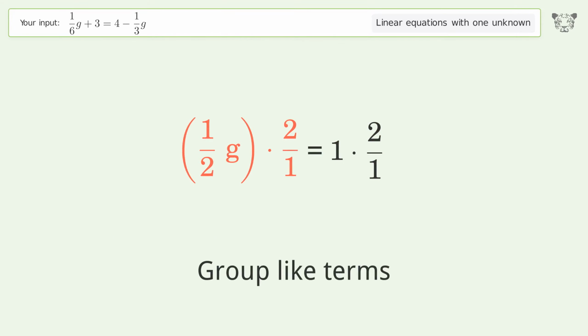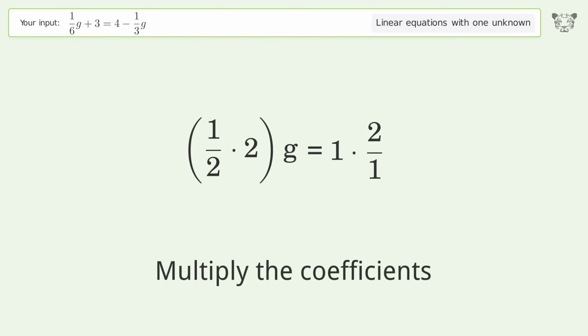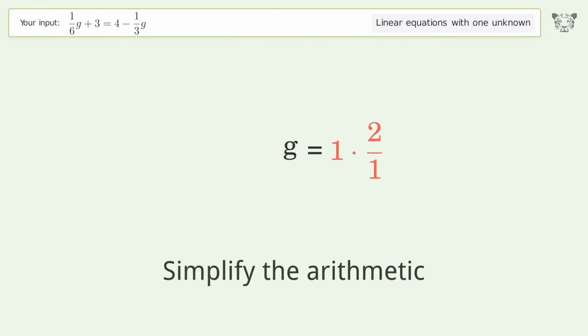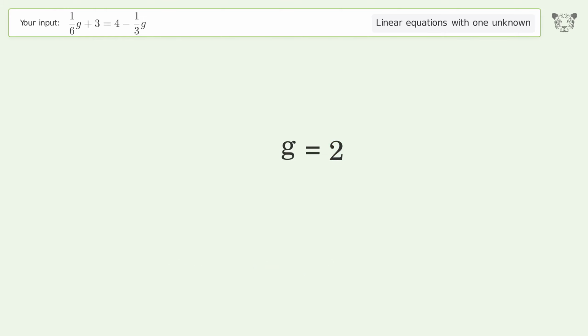Group like terms. Multiply the coefficients. Simplify the fraction. Simplify the arithmetic. And so the final result is g equals 2.